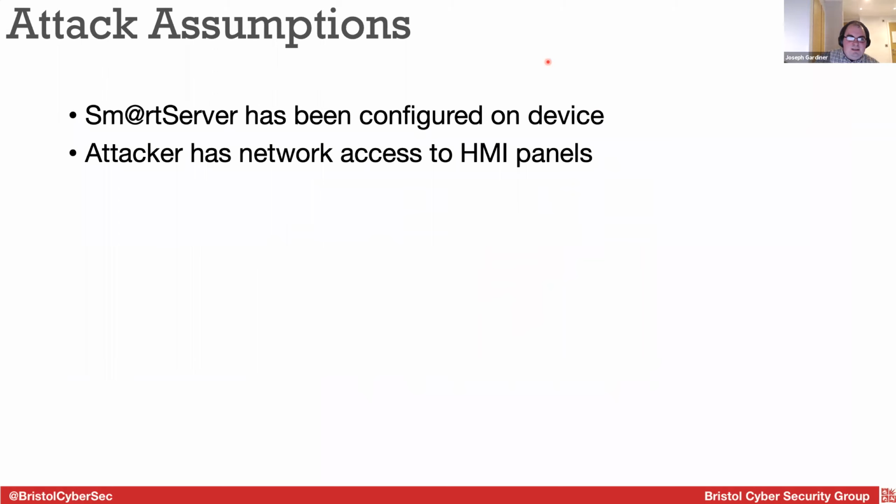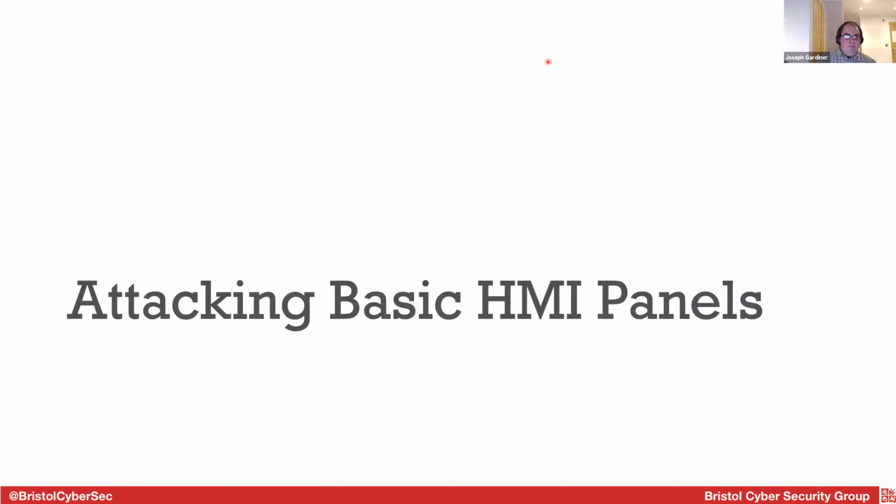So for our attack assumptions, we assume that smart server has been configured and is turned on, and a password has been set. You can't actually set smart server without setting a password, even though there is an option for an empty password. It doesn't actually run if you don't set a password. I must assume the attacker has network access to the HMI panel, so they have got a connection somehow to be able to connect to VNC to that device.